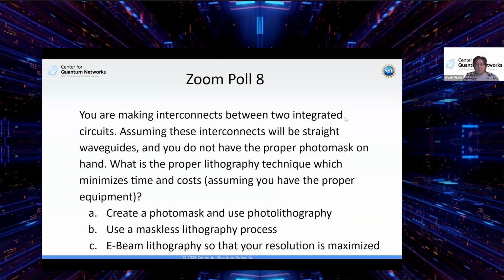Zoom poll 8. If you're making interconnects between two integrated circuits, so that's just what's connecting two circuits, and assuming that these interconnects are just straight waveguides, so they are, and you do not have the proper photomask that you want. Okay, so you don't have the photomask on hand. What is the proper lithography technique that minimizes the time, minimizes the costs? Would you spend the time to create the photomask and then use photolithography? Would you use e-beam? Or would you use a maskless lithography process?